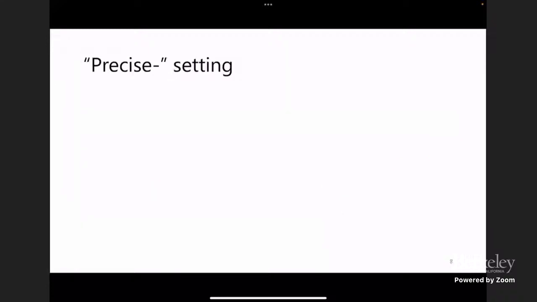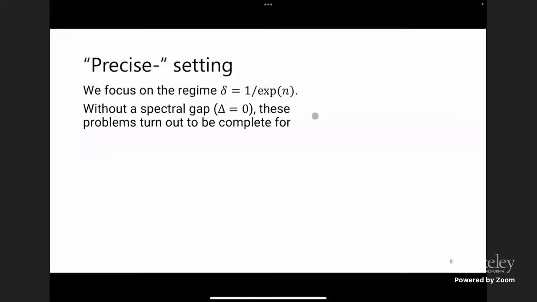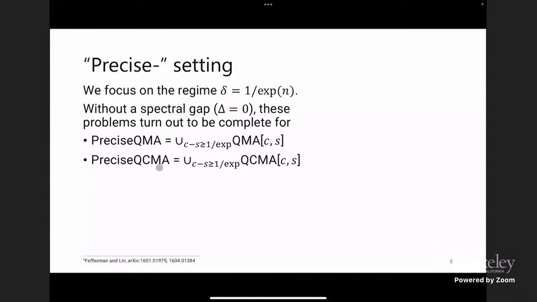In this work, we'll be concerned with this precise setting where the promise gaps are all exponentially small. When you don't have a spectral gap, meaning that you just have a vacuous promise that the spectral gap is at least 0, then these problems that I just mentioned about the local Hamiltonian are complete for these classes, precise QMA and precise QCMA, which are just the analogs of QMA and QCMA with exponentially small difference between the completeness and soundness parameters.